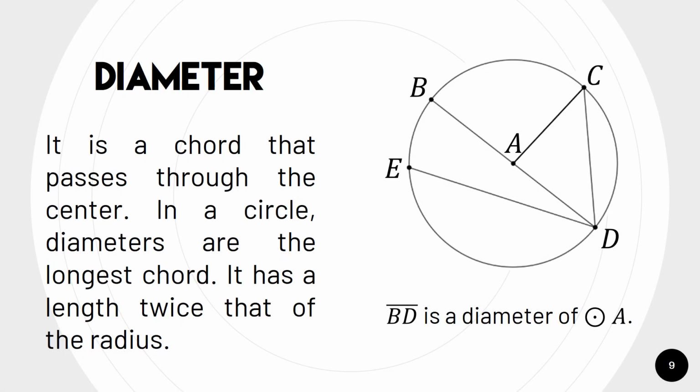Diameter. It is a chord that passes through the center of the circle. In a circle, diameters are the longest chord. It has a length twice that of the radius. On the figure, we have segment BD as the diameter of circle A.